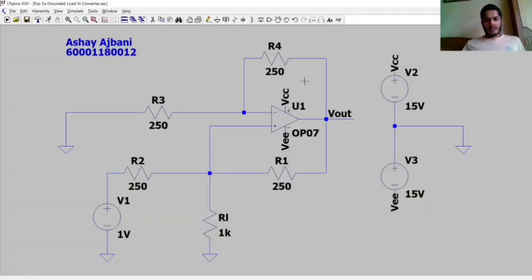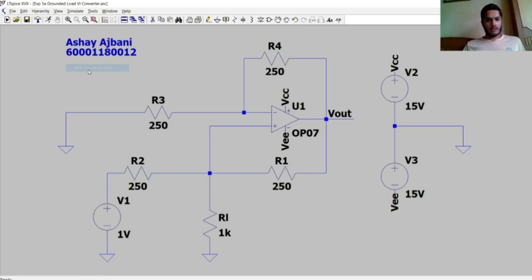So this is the schematic of a grounded load V2I converter. This is a load resistance whose value is 1 kilo ohm, and all the other resistances have the same value, and this value is decided upon the V2I requirement. So for example, if we need a 4 milliampere current for 1 volt, the resistor value should be 250 ohms. So in order to run the circuit, we'll be doing a DC sweep.